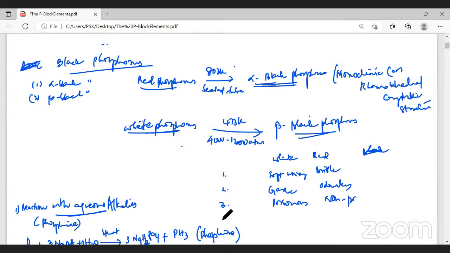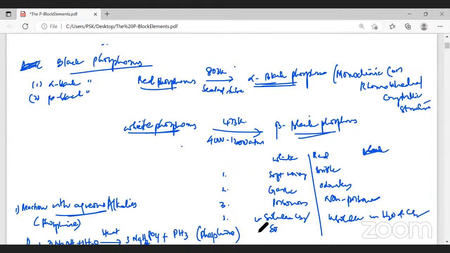All right. White phosphorus is soluble in carbon disulfide. Red phosphorus is insoluble in both water and carbon disulfide. White phosphorus is insoluble in water. So these are the differences between white phosphorus and red phosphorus. Now they can ask you the difference between red and white phosphorus.